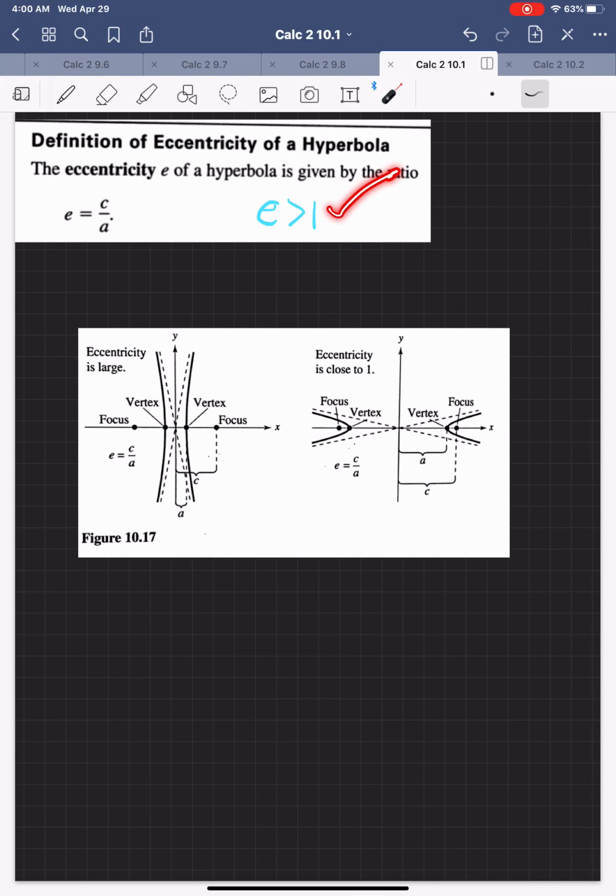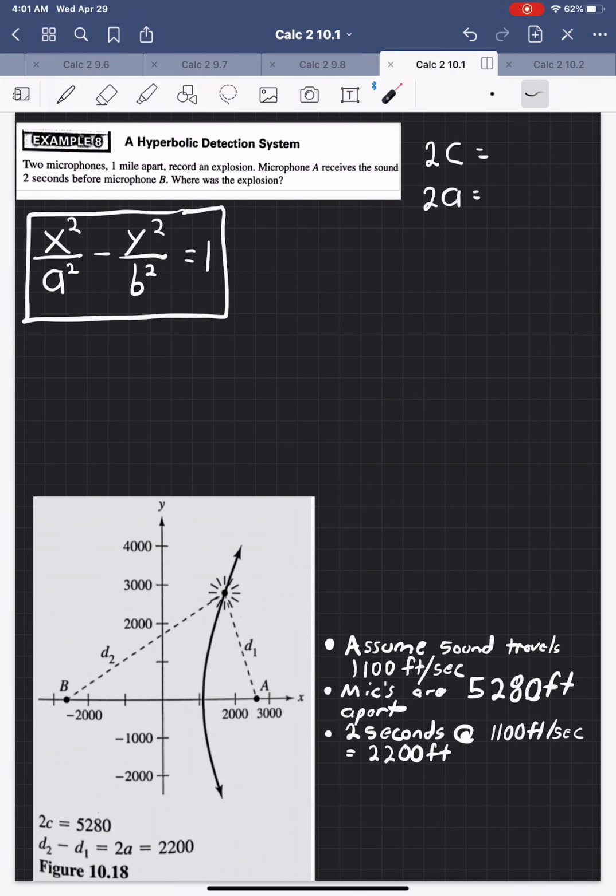Okay? And I have two different pictures here. If you have an eccentricity that's close to 1, then you can see how narrow your hyperbola is. If you have an eccentricity that's very large, like a large e-value, again, you can see how that affects your hyperbola. All right, so those were just definitional. Now let's actually do something that matters.